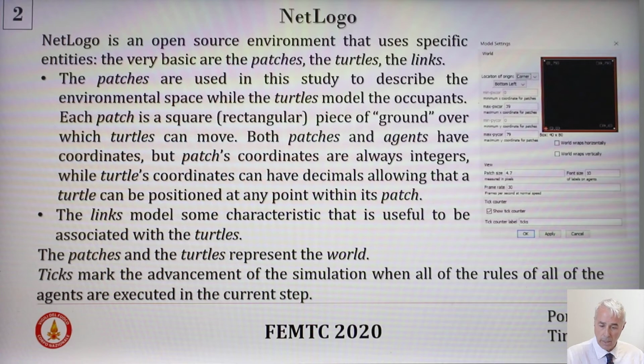And the links also are entities that are useful in this special case, for instance, to model some personal space of the agent. In this case, we will be able to show, visualizing a circle around each turtle, its personal space. The patches and the turtles represent the world we are modeling. Ticks mark the advancements of the simulation when all of the rules for all of the agents are executed in the current step of the simulation.